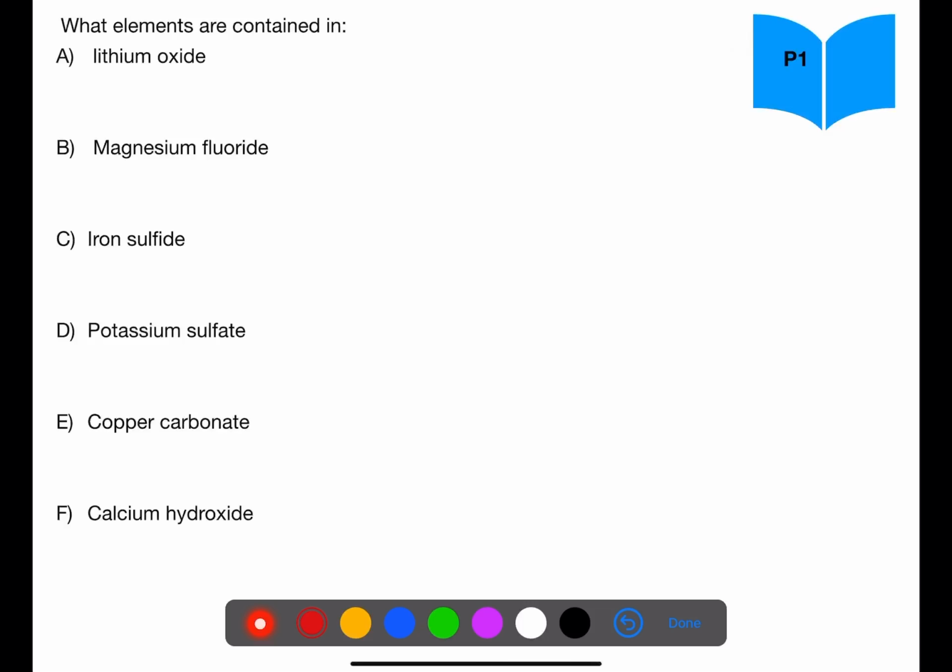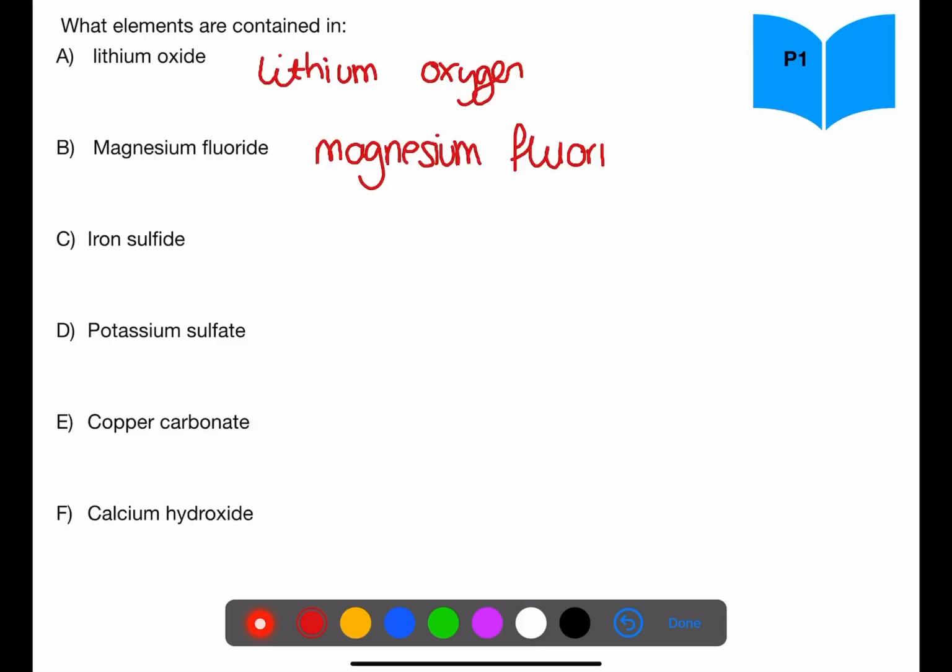In the first compound, lithium oxide, this ends in IDE, so contains two elements, lithium and oxygen. The second compound, magnesium fluoride, also ends in IDE, so contains two elements, magnesium and fluorine. Iron sulfide ends in IDE, so contains two elements, iron and sulfur.